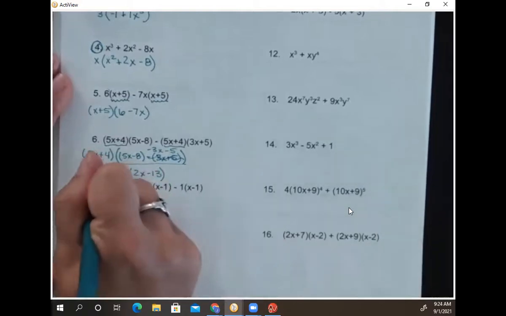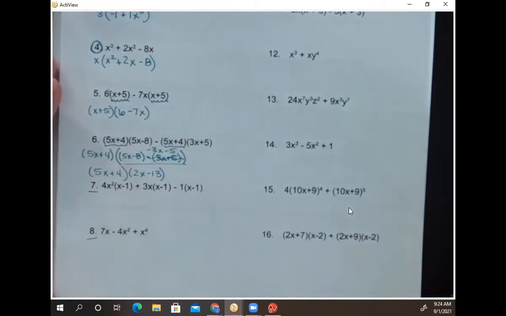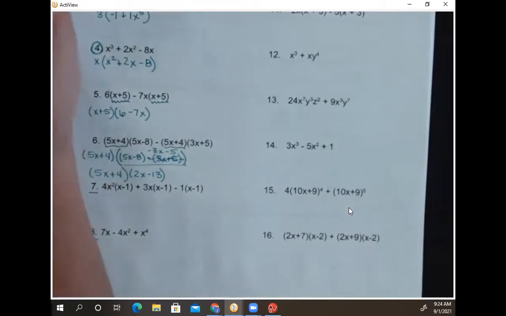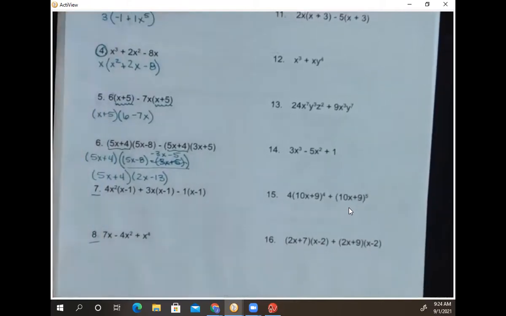I want you now to try number 7 and number 8. Identify your GCF and factor it out for number 7 and number 8.